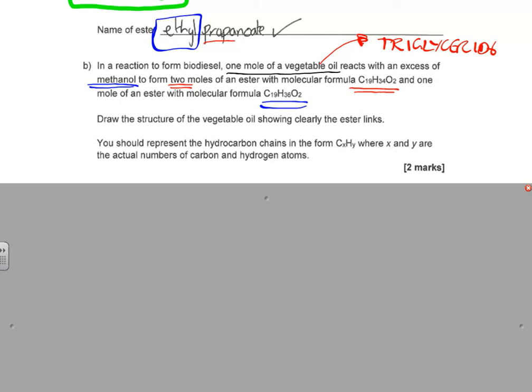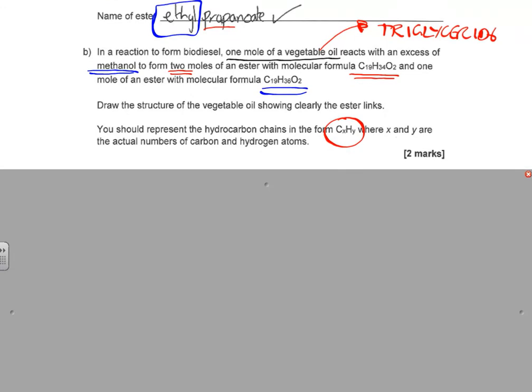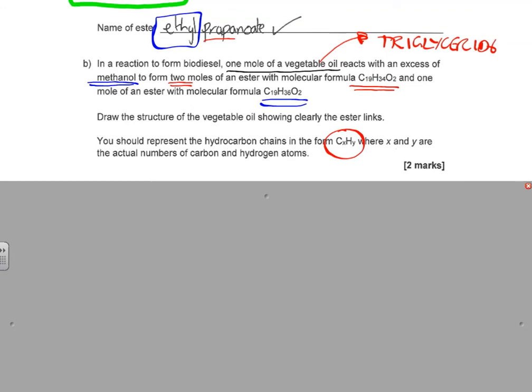So I've got to draw the structure of the vegetable oil, showing the ester links. I've got to draw my original triglyceride from those 2 molecular formulae. And actually I'm told that I don't have to draw it with a lot of detail. The hydrocarbon chains here I can show as CxHy. Well, how am I going to do this? It all hinges on me understanding what biodiesel is.